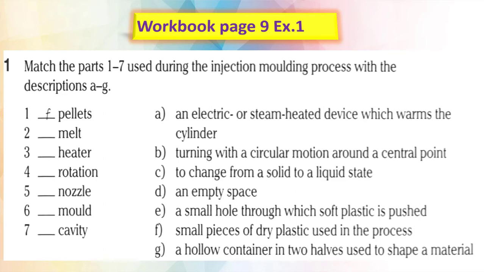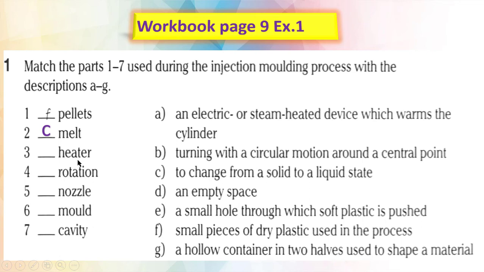Now let's have a look at the words here: pellets, melt, heater, rotation, nozzle, mold, cavity. Let's read the definitions. An electric or steam heated device which warms the cylinder. Turning with a circular motion around a central point. Type. Let's answer. Melt. It will be C. Melt means to change from a solid to a liquid state.